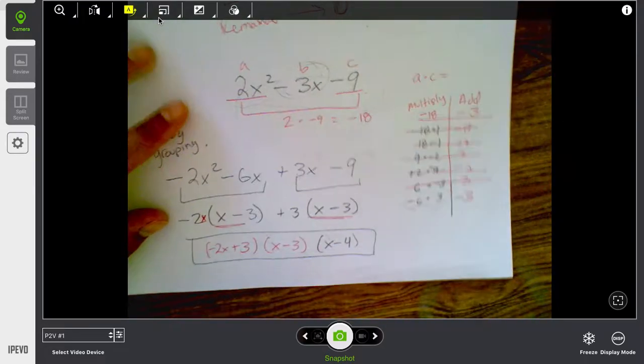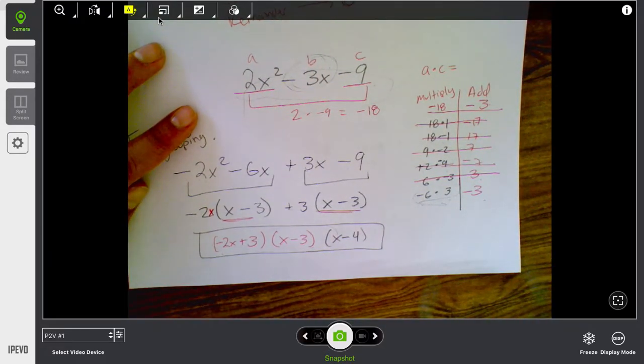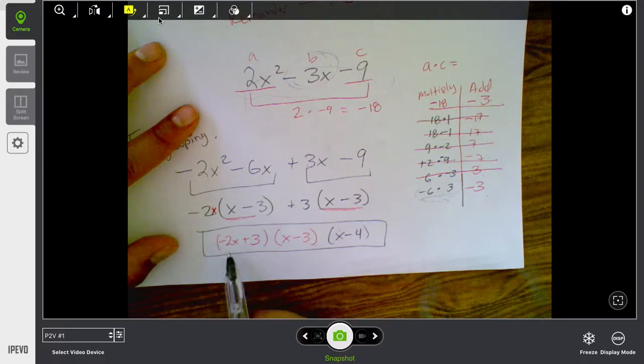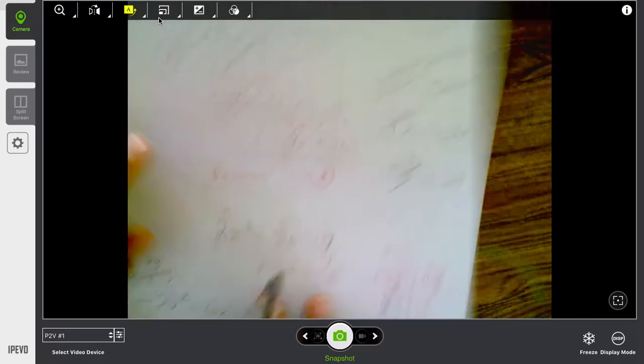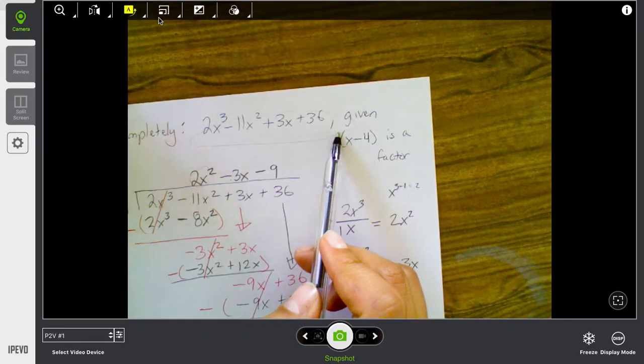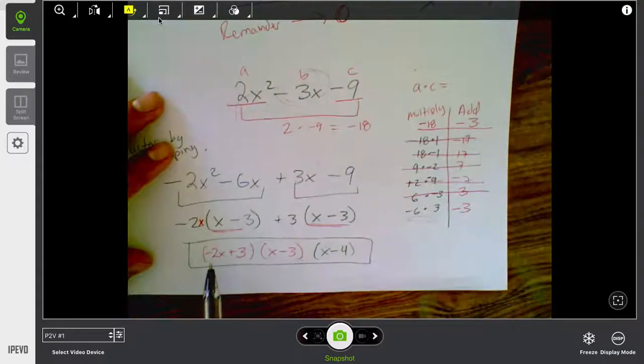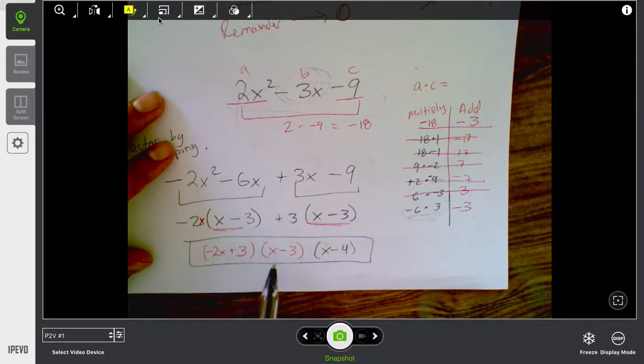In order to make sure my answer is correct, I would check my work. So I'm going to check by multiplying the 2x plus 3 with x minus 3, and then multiplying by the x minus 4, and I should get the original expression. So the final answer is negative 2x plus 3, and then x minus 3, and then x minus 4. Okay, thank you guys.